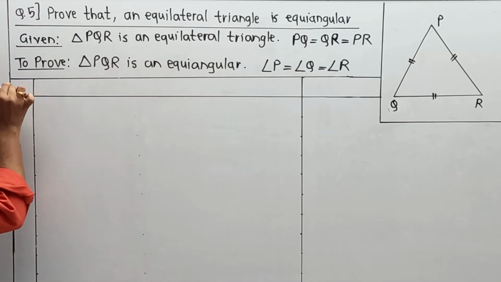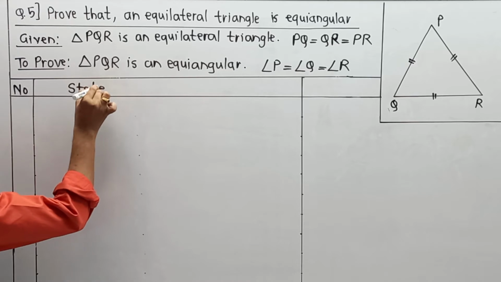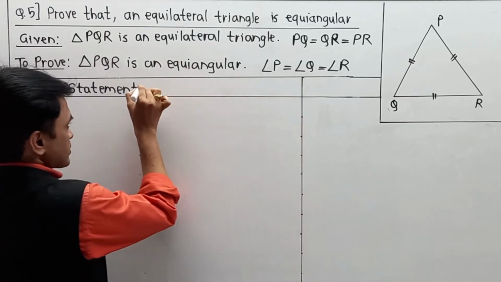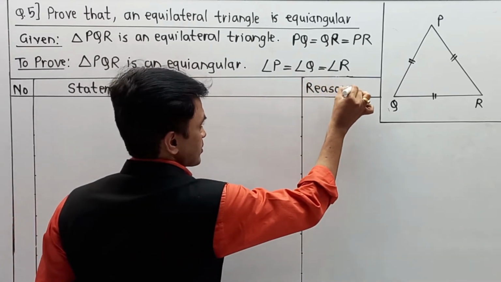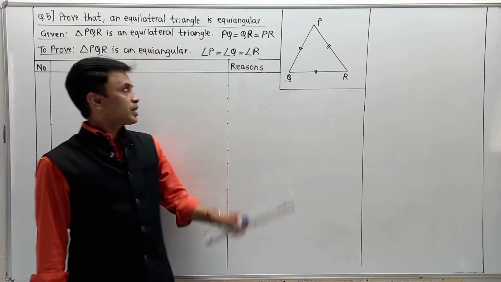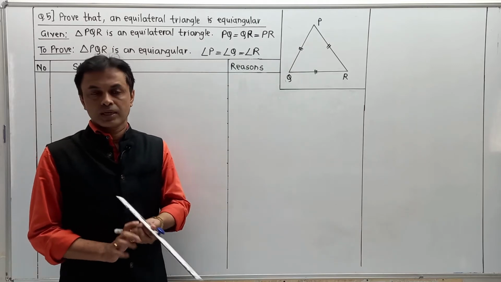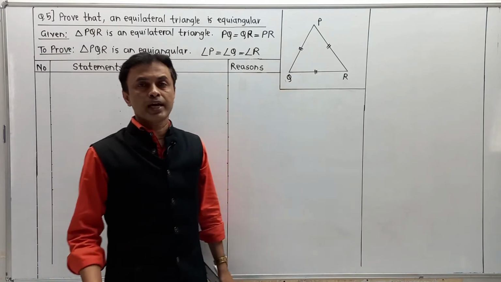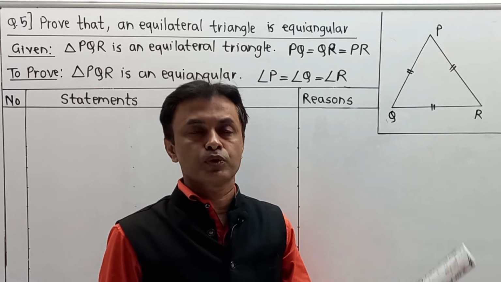The proof is generally written in the form of number, statement, and reasons. And in this case, we are going to start writing a proof. Now, how are you going to write a proof? Please pay attention over here. Directly we cannot reach the answer, so step by step we have to prove the part.